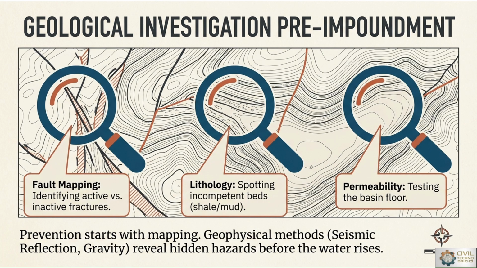What are the geological investigations? Fault mapping, lithological characteristic study and permeability testing. Permeability is the testing of the basin floor. Lithological characteristics are studied by spotting the incompetent or lower-strength beds, such as shale rocks or those of muddy nature. Fault mapping is identifying active versus inactive fractures. So geological investigation identifies active faults and weak zones. Lithological studies determine rock strength and permeability.